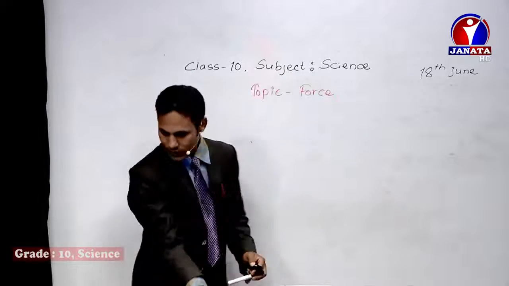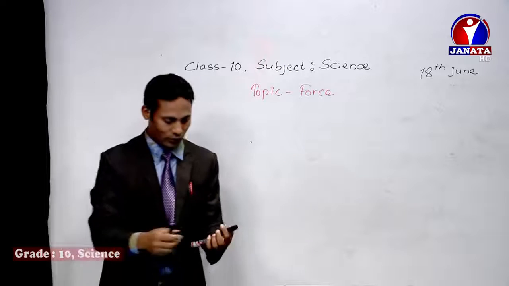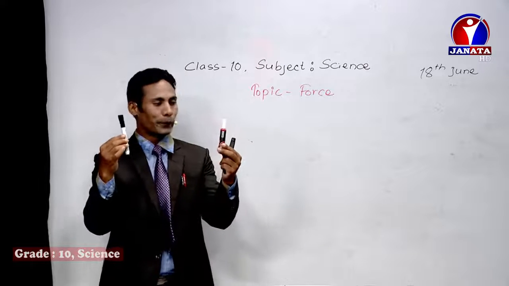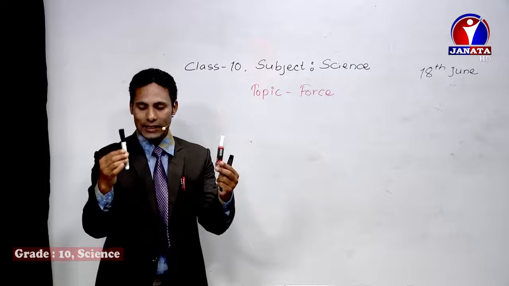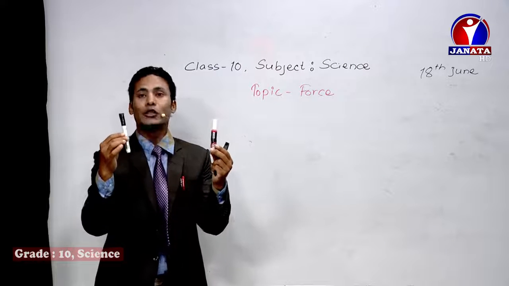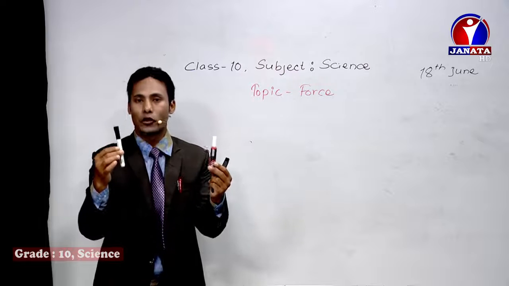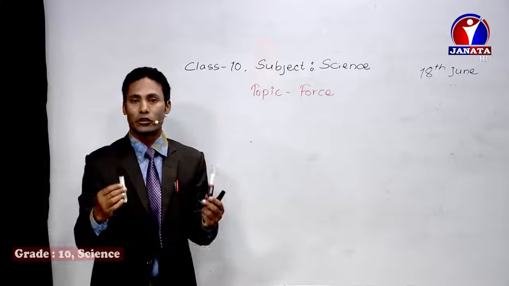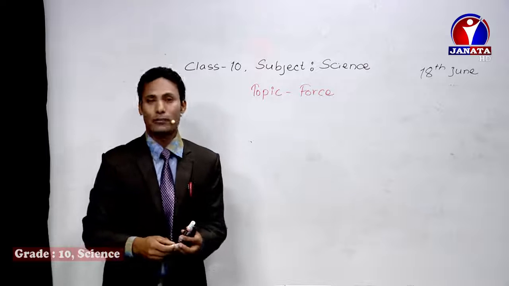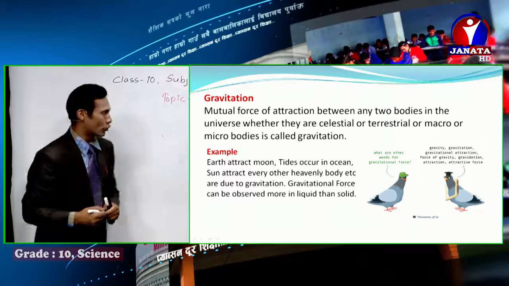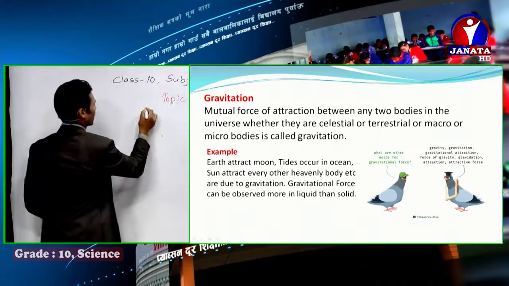Now let's see what gravitation means. Before stating it, let me show one example here. I have two markers here, and Newton says that these two markers attract each other by a certain force, and that force is known as gravitation or gravitational force. Simply, we can call it gravitation or gravitational force. So let's see what gravitation is.